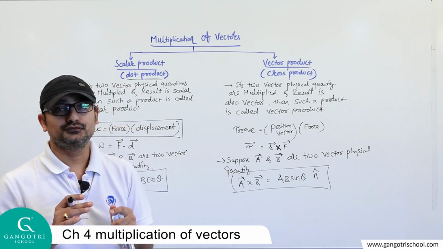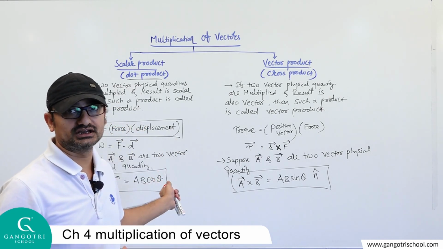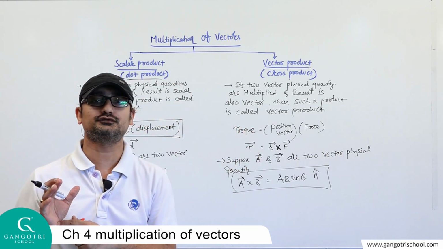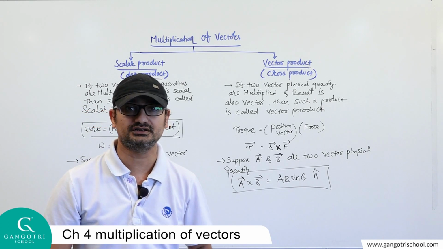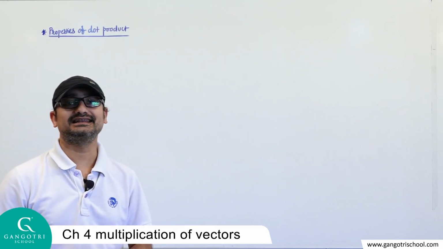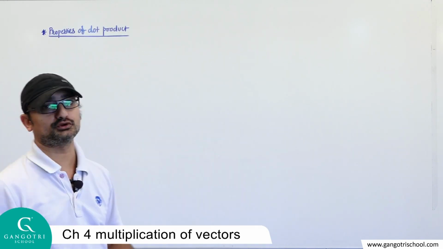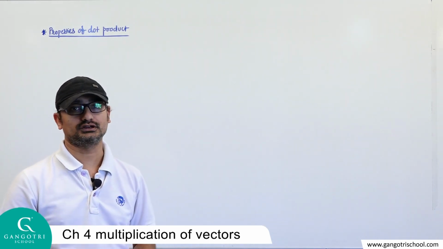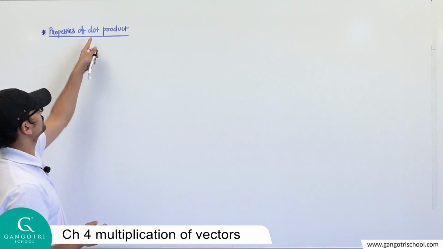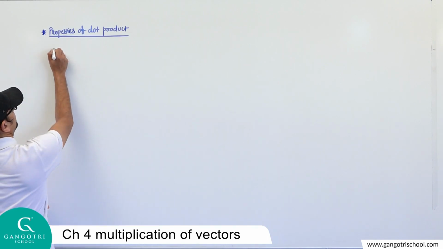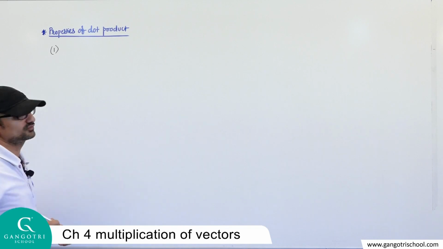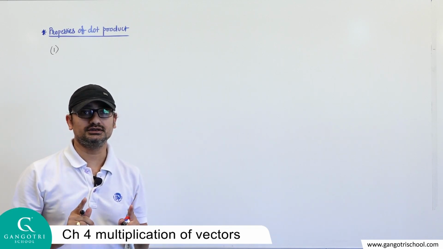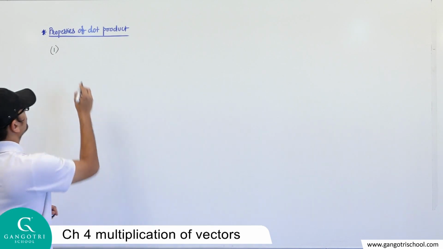There are a few properties for the dot product and a few properties for the cross product. Let's understand the properties of dot product and cross product in a detailed way. So first of all, I'll explain the properties of the dot product. After that, we will understand the properties of the cross product. Number one, the first property: the dot product is commutative.